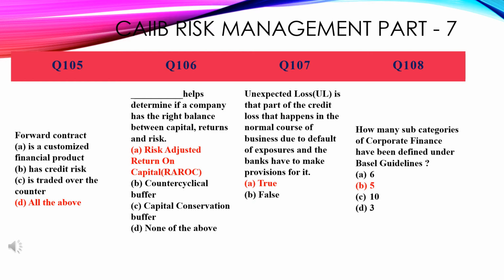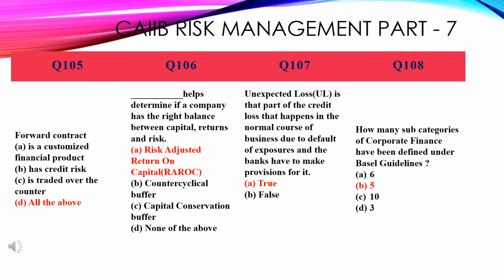So let's see here. See, dash helps to determine if a company has the right balance between capital, returns and risk. So what helps to determine whether the company has the right balance of these three: capital, returns and risk? There are four options. First, risk adjusted return on capital. Second, counter cyclical buffer.